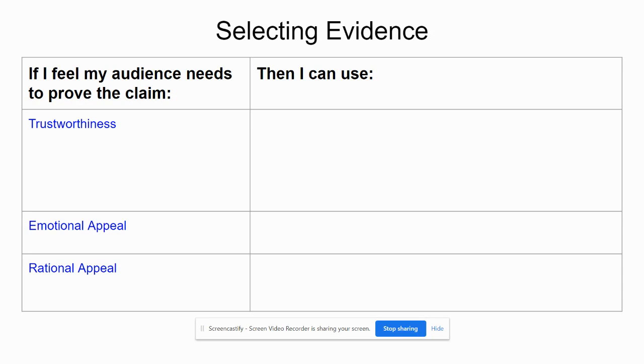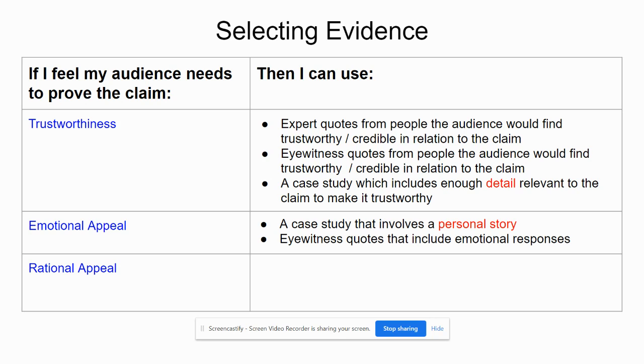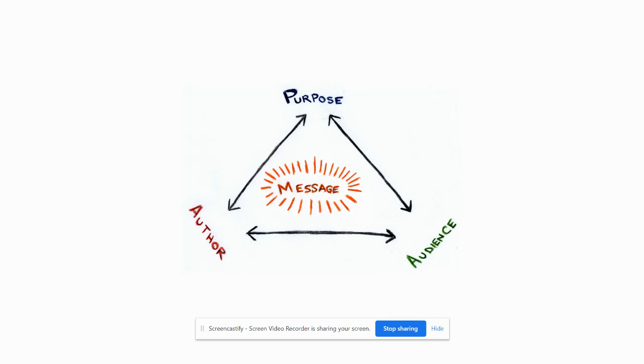And we used those to help us try to decide what types of evidence we might use to support our argument. So if we feel our audience needs the trustworthiness, we could use expert quotes, eyewitness quotes, or a case study with plenty of detail. If we feel they need emotional appeal, we could use a case study involving a very personal story, some eyewitness quotes with emotional responses. Or if we feel they need rational appeal, we could use facts, statistics, research studies, or analogical or causal reasoning. So remember, we had 3 questions that we were going to use to think this through.